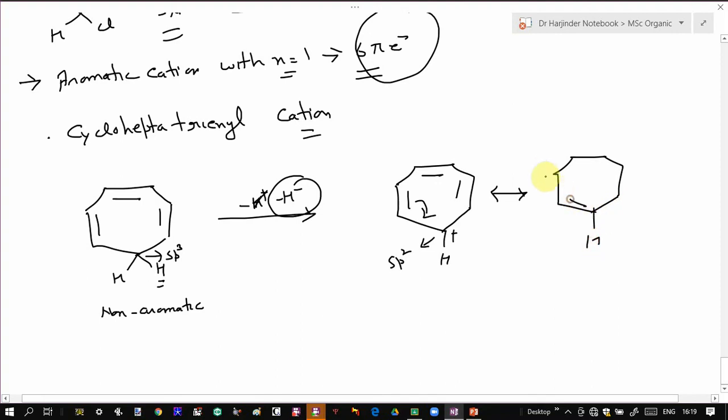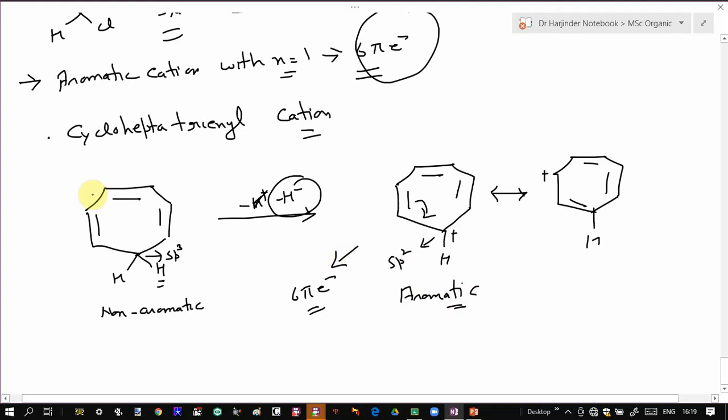So the double bond will shift over here. You will get a positive charge over here, here, and so on. So now you can see there are a total of 6 pi electrons, and it satisfies the 4n plus 2 pi electron rule for n equals 1. At the same time, it has a cyclic and planar structure. So it is an aromatic compound.